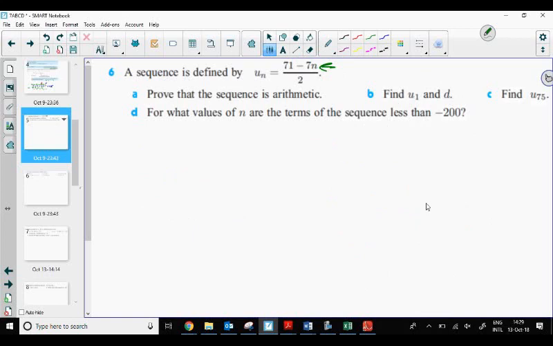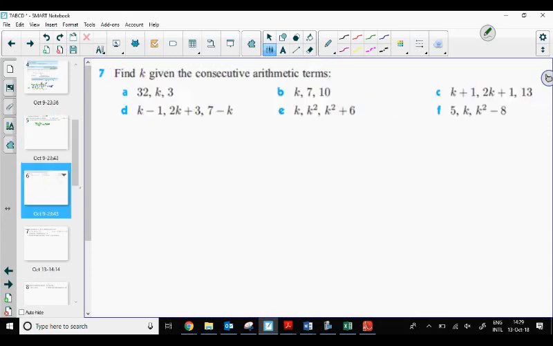For what values are the terms in the sequence less than negative 200? Okay, so like (71 minus 7n) over 2 less than negative 200. That's an inequality. Just solve it. Nothing interesting there. Moving on. Let's look at a few of these. Let's do letter C really quick.